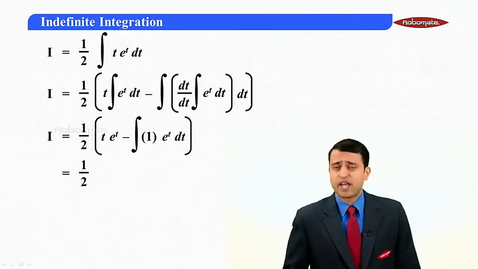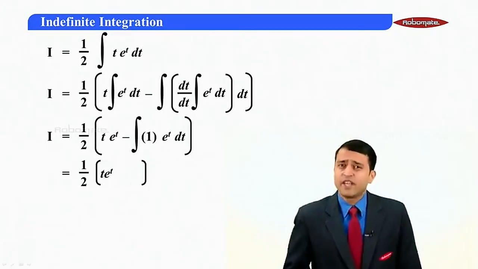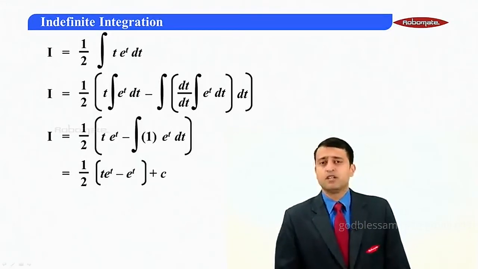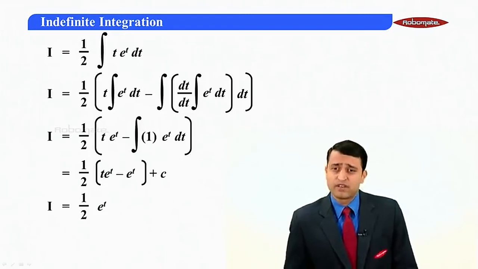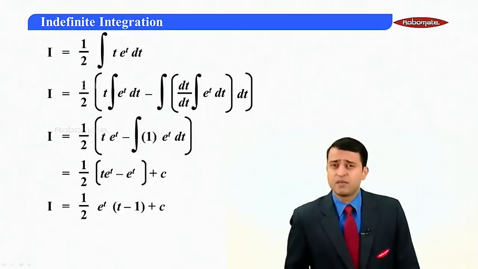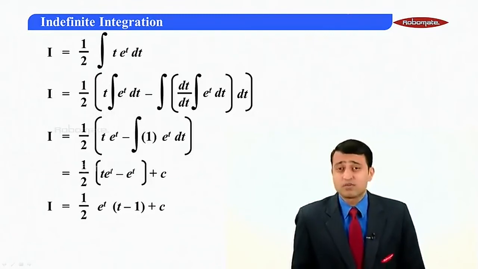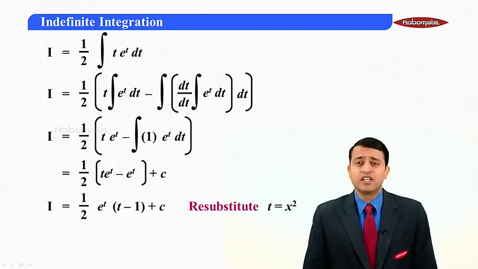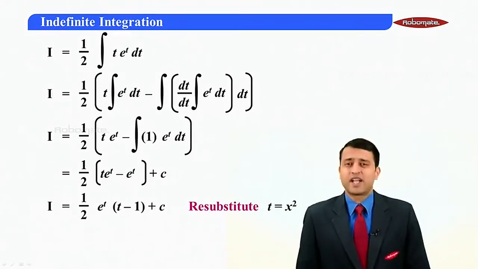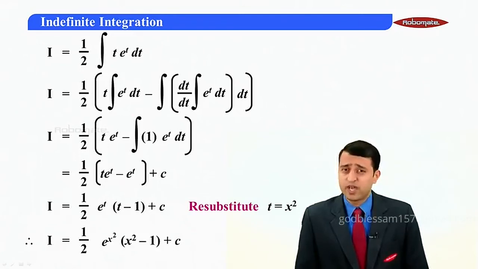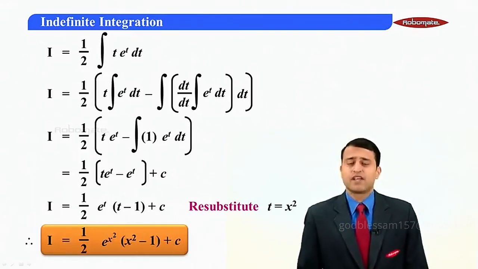Now in the next step what I have is very simple, integral of e raised to t, that is nothing but e raised to t plus c has to come. Now my dear students, what are we supposed to do here? We are supposed to take that e raised to t common. What will be left is t minus 1. Question was in terms of x, so let us resubstitute the value of t. t is nothing but x square. So let us write here the final answer as half of e raised to x square into x square minus 1 plus c. That's your final answer.